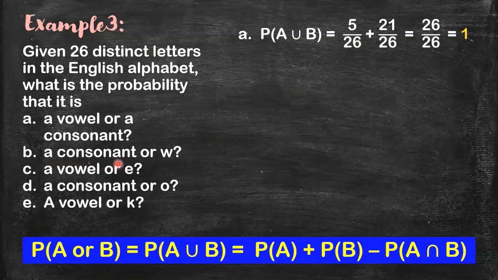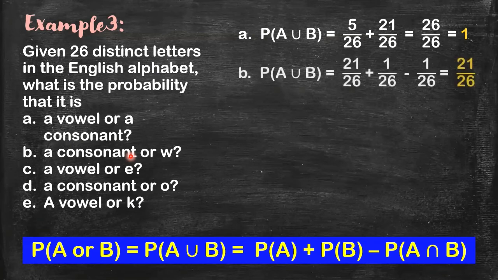Okay? Now let's move on to letter B. Probability of getting a consonant or W. Okay. Again, what is the probability of getting a consonant? 21 over 26. Okay. What is the probability of getting a W? It's 1 over 26. Right? Now, meron ba silang intersection? Yes. Okay? Kasi yung W, nandito rin siya sa set of consonants. Right? Okay. Again, you may want to list down all the elements here.